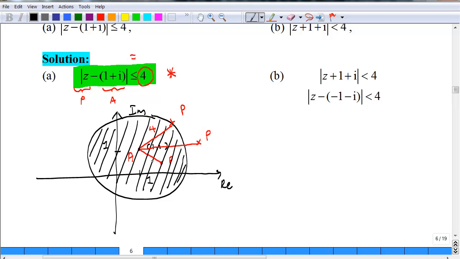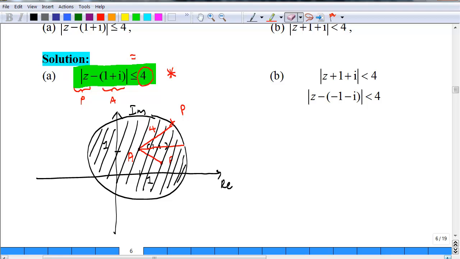So just to make sure that you don't get confused, I will erase this particular point P, which is outside, which is not wanted. So your points P are everything on the circle, that means on the circumference, as well as inside the circle.